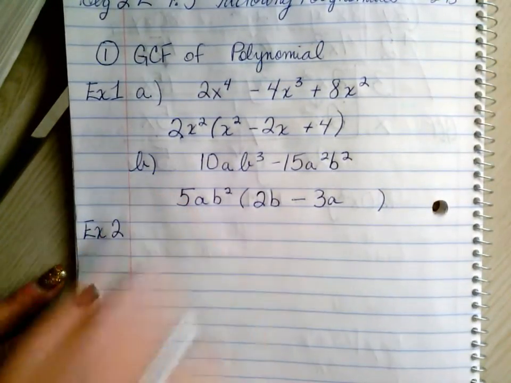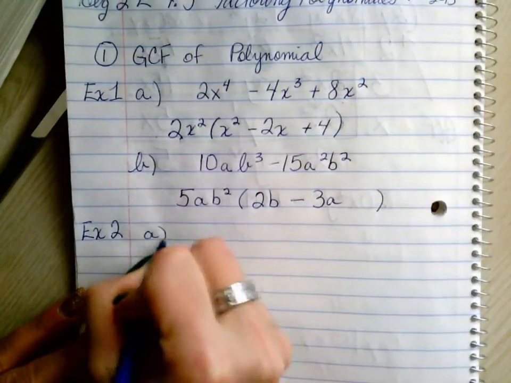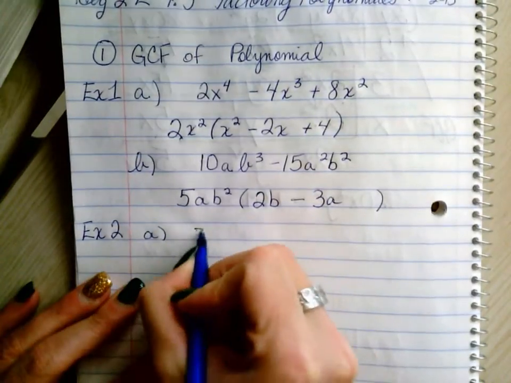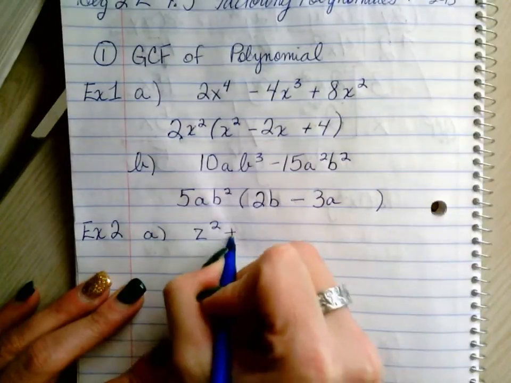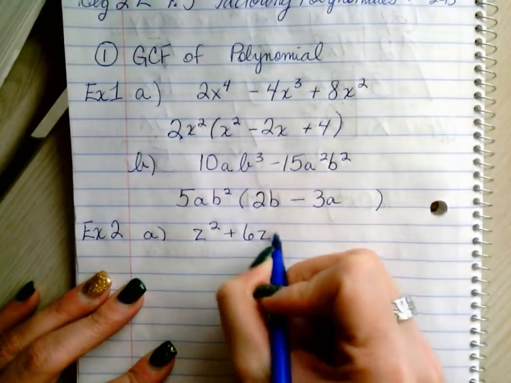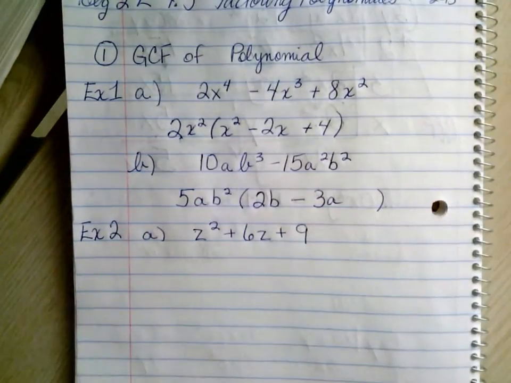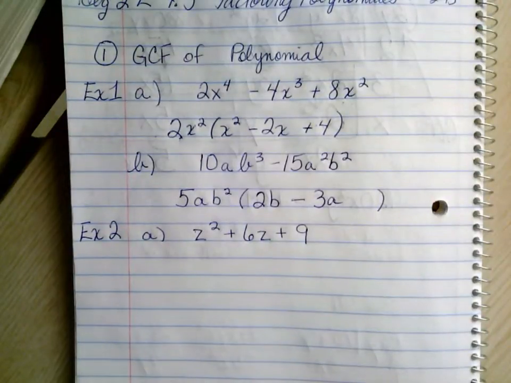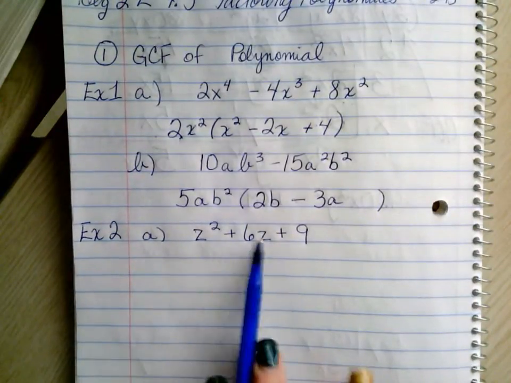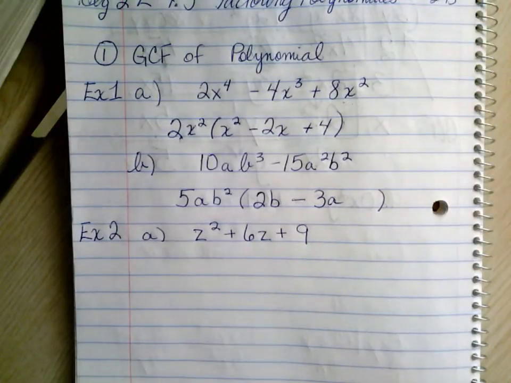Example 2. Stay with me, guys. This is going to bog you down if you don't practice. z squared plus 6z plus 9. And if I say to you, let's factor it, your first step is going to be, is there anything that all three of these share? That was what I taught you in example 1. You're going to say no, there's nothing that all three of these share. Okay, are any of the patterns listed at the bottom of page 183 possibly represented here?